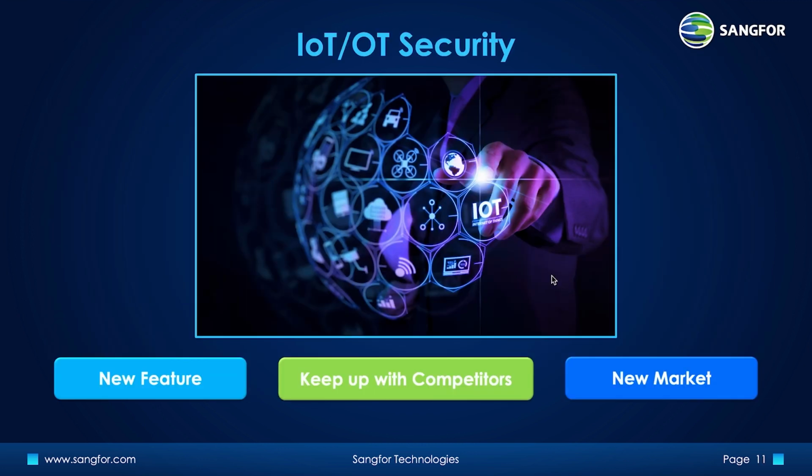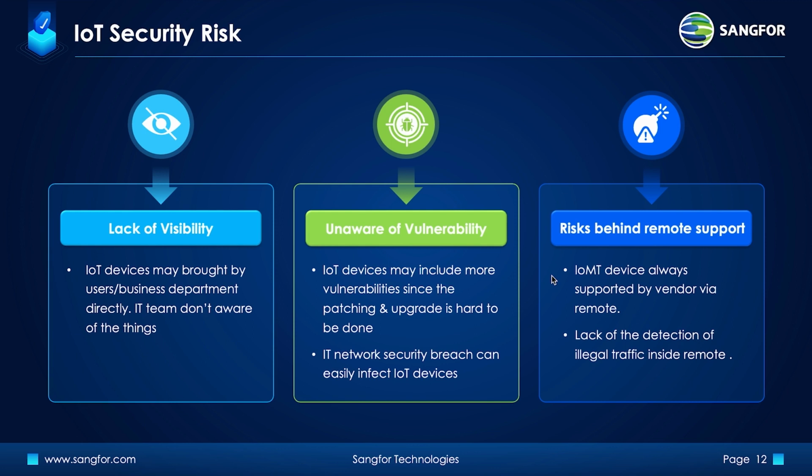Okay, let me continue. The second key feature is IoT security. Previously, we could not support IoT security, but now we can support it. We want to keep up with competitors. We want to use this new feature to meet the requirement of customers who need an IoT security or protection solution.